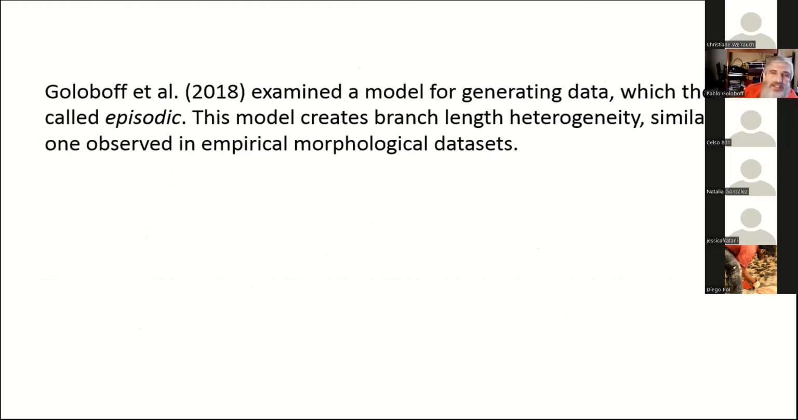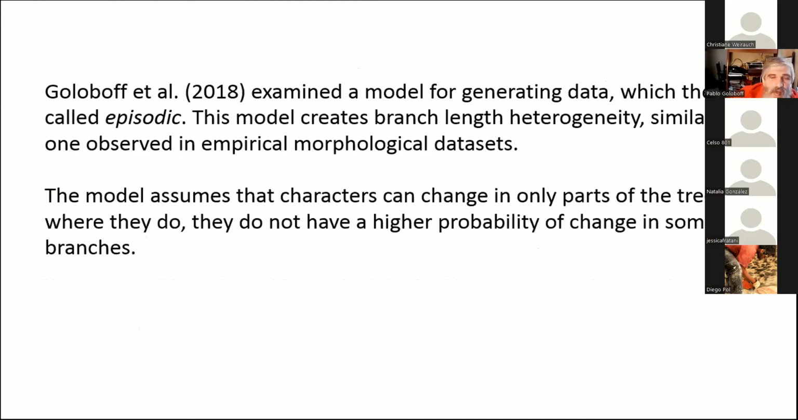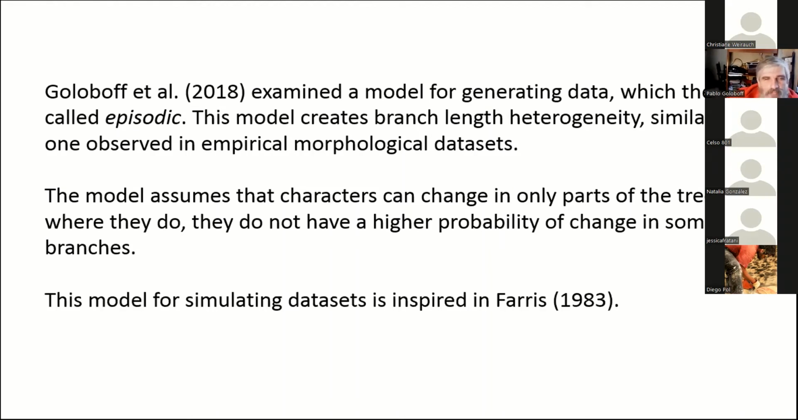In that paper, we examined a model for generating data, which we call episodic. This model creates branch length heterogeneity, and that branch length heterogeneity is similar to the one you observe in empirical morphological data sets. This model assumes that characters can change in only parts of the tree, but where they can change, they do not have a higher probability of change in some branches. That is, they do not respond to a common model as in maximum likelihood. This model for simulating data sets was inspired in Farris 1983.